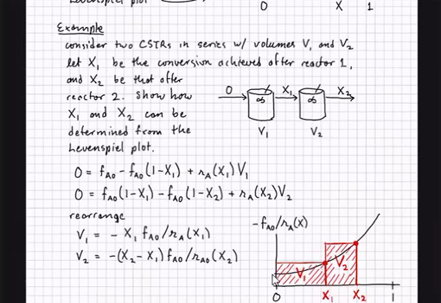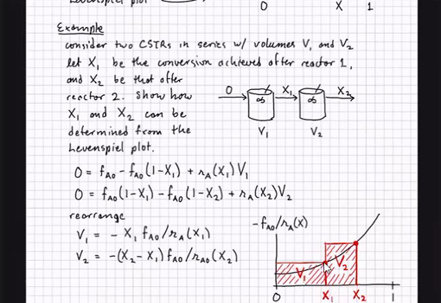Now if you again create a Levenspiel plot, we have our conversion axis across the bottom, going from 0 to 1. We have FA naught over RA as a function of a continuous variable x, giving us this black curve in here. And what I'm going to do is go out to my undetermined x1, and keep marching out until the size of the box that I create by drawing a box from this point on the curve gives me the volume of that reactor, V1.